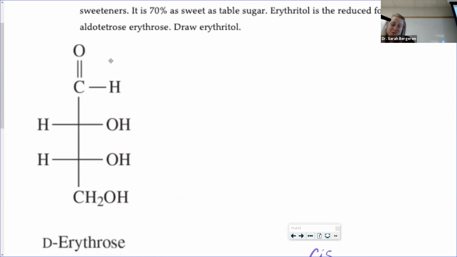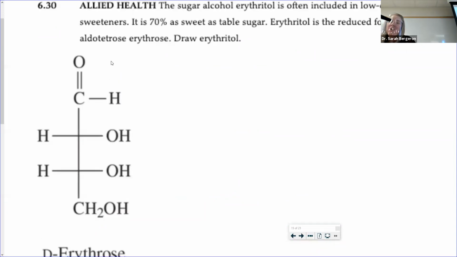But it's a lot of big names, but it's really not a big deal. Okay, so what I want to do is look at this, the reduced form.